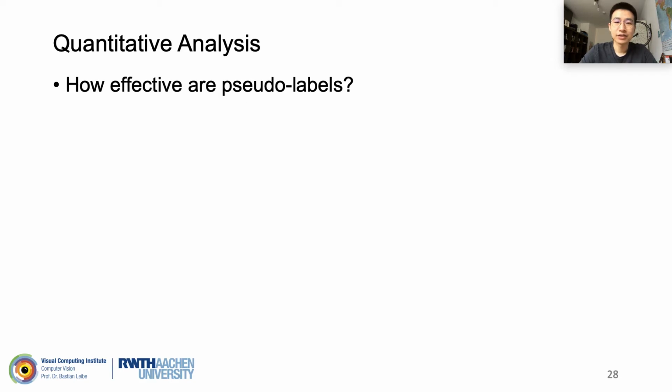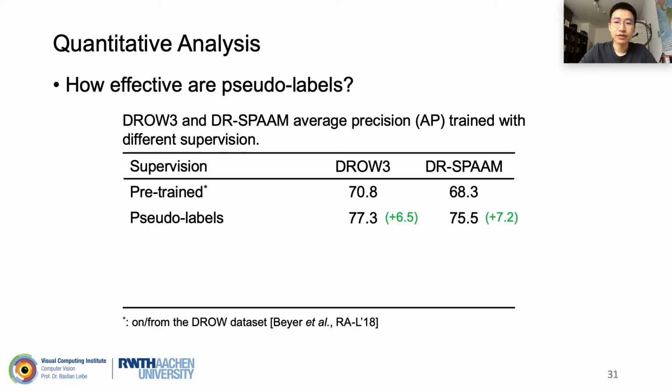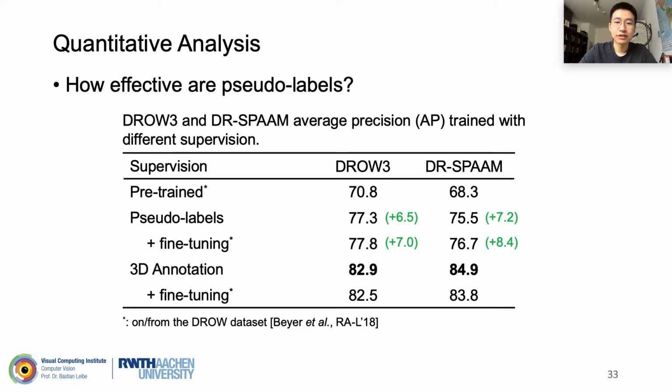Then how effective is training with pseudolabels? We trained multiple DR-SPAAM and DROW3 detectors using different supervision and compare their average precision. First, we have the ones pre-trained using a different dataset. Next, we have the ones trained from scratch with pseudolabels, and we found a more than 6% improvement on AP. Fine-tuning would give even slightly higher scores. For comparison, we also trained with the actual 3D annotation, and these gave the best results. Notice that the gap between the pre-trained and the pseudolabels is greater than the gap between pseudolabels and 3D annotation. These numbers show that using pseudolabels for training is very effective.